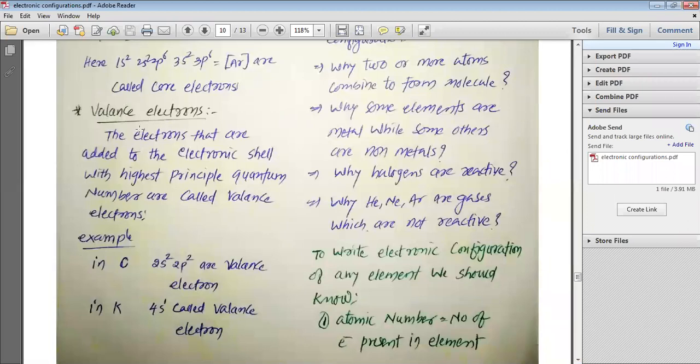So let us understand the definition of valence electron. The electrons that are added to the electronic subshell with the highest principal quantum number are known as the valence electrons. For example, in carbon 2s2, 2p2 are the valence electrons. In potassium, 4s1 is the valence electron. That is what I have already discussed.